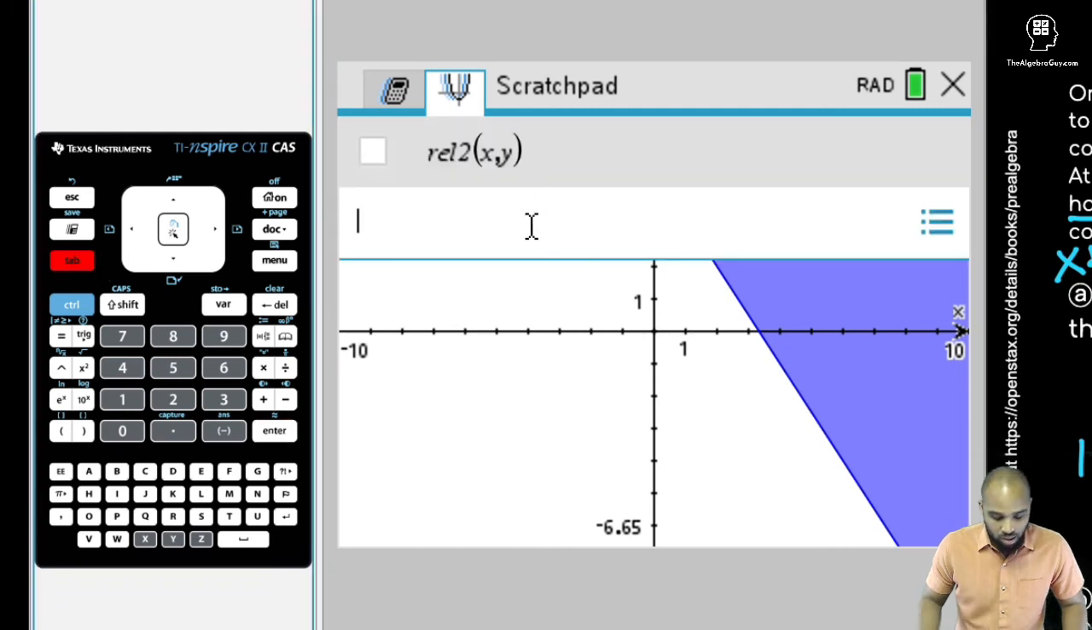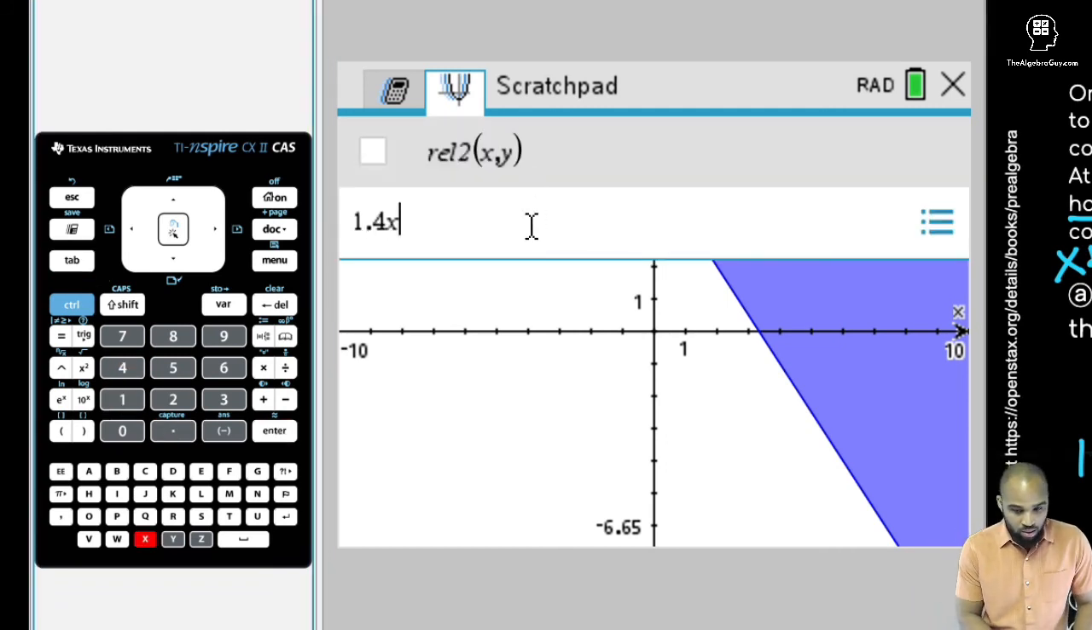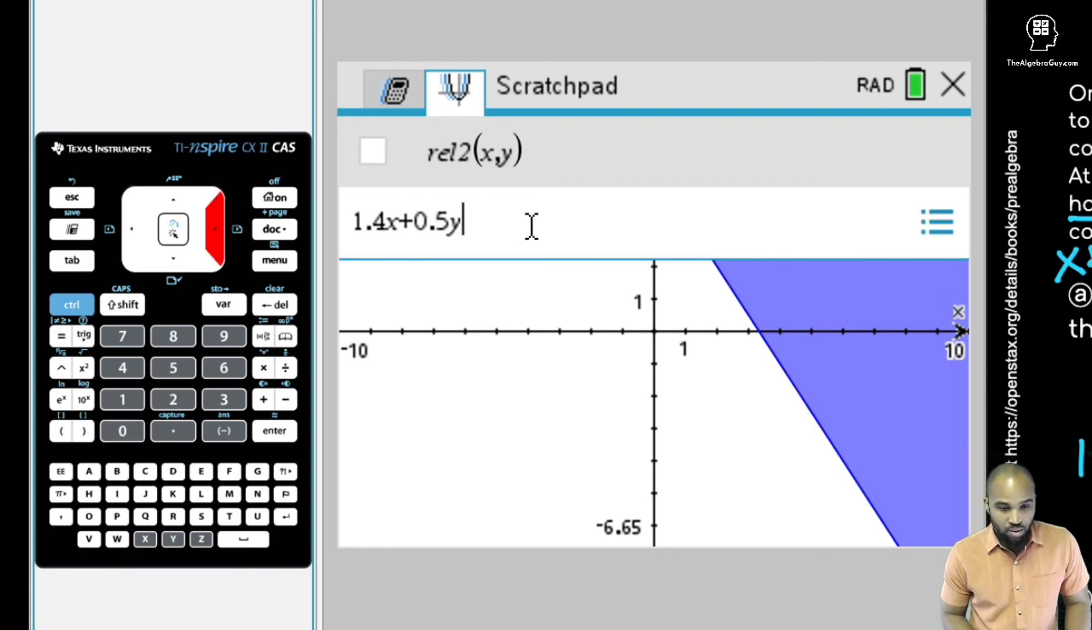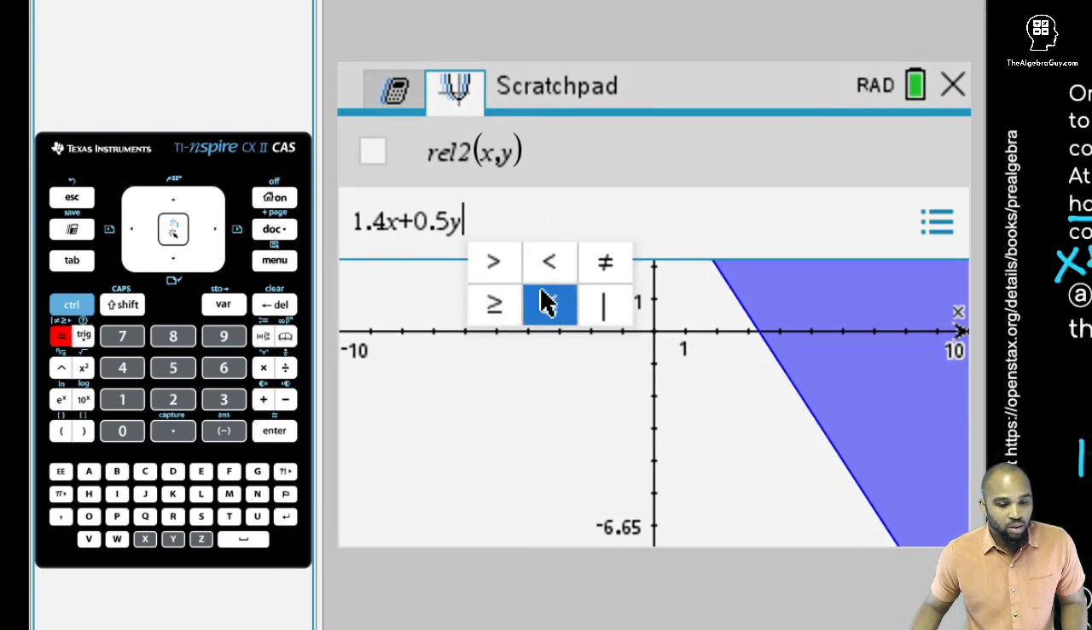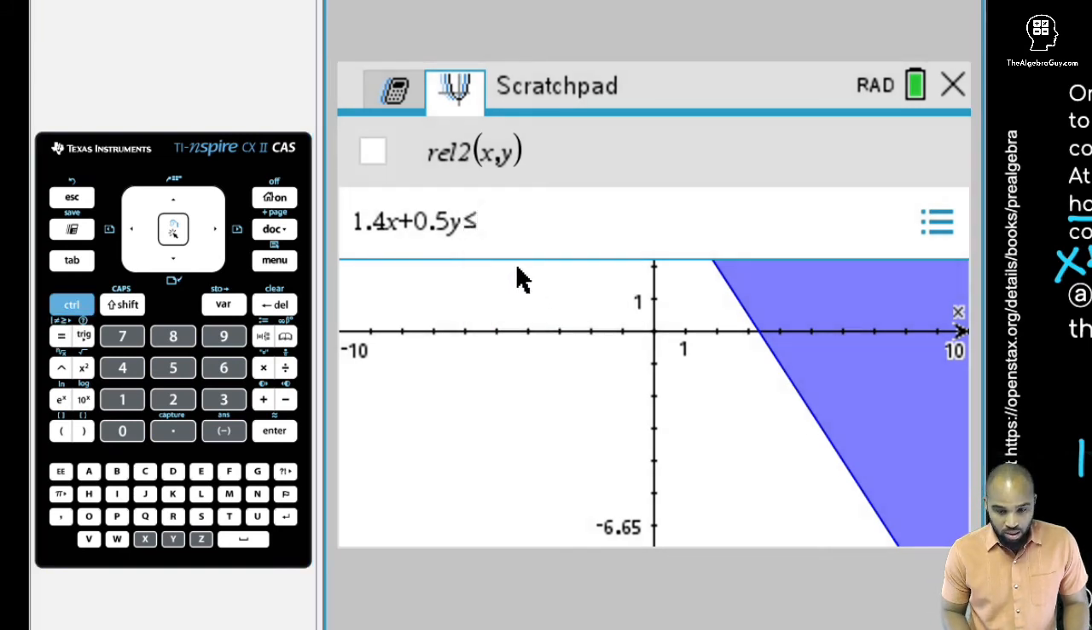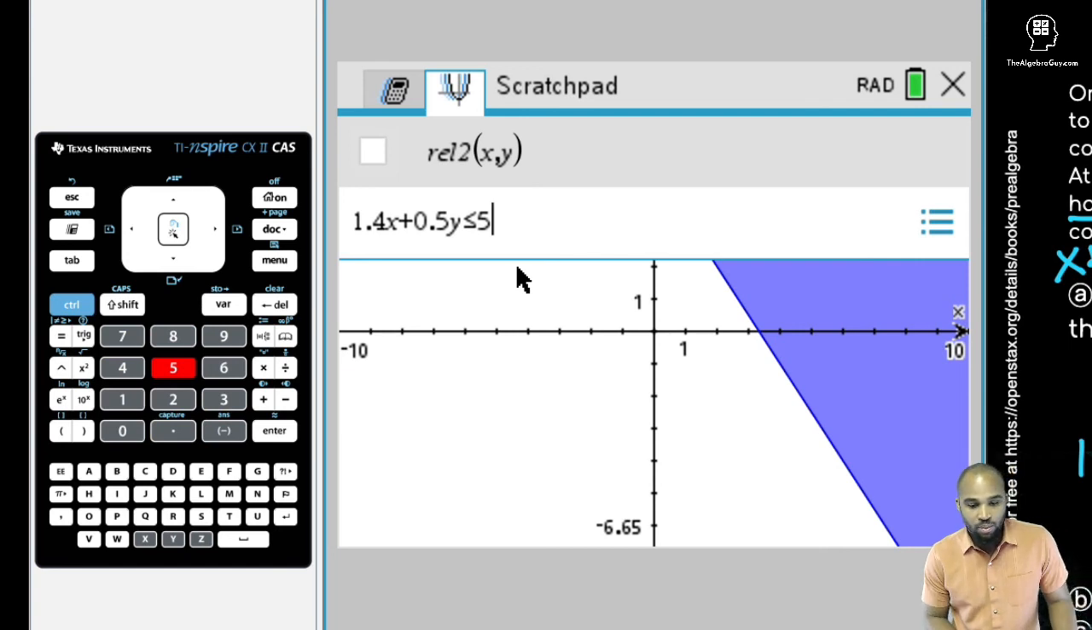All right, so now we're going to do the next equation. Press tab and 1.4x plus 0.5y, because that's the same thing, guys. 0.50 is the same thing as 0.5. I better write it because some people get mad at me if I don't put the 0 there. All right, so I'm going to put the less than or equal to sign right there and press 5. So double checking to make sure that looks good. It does.